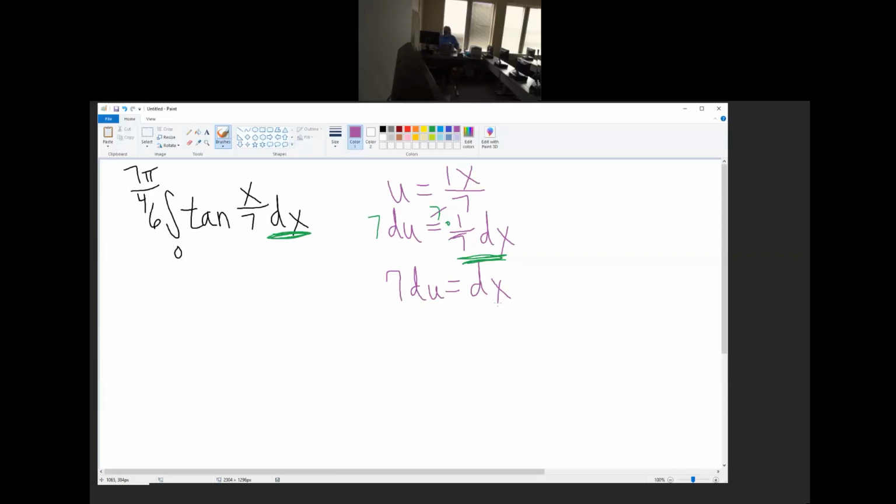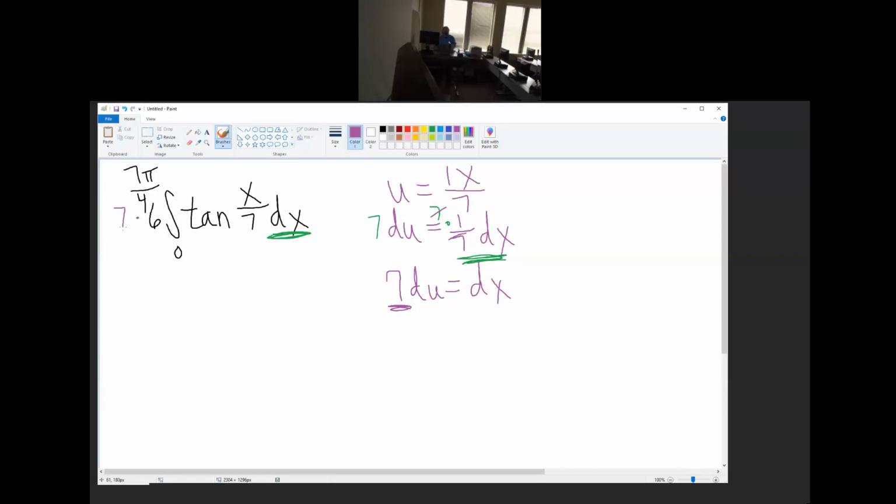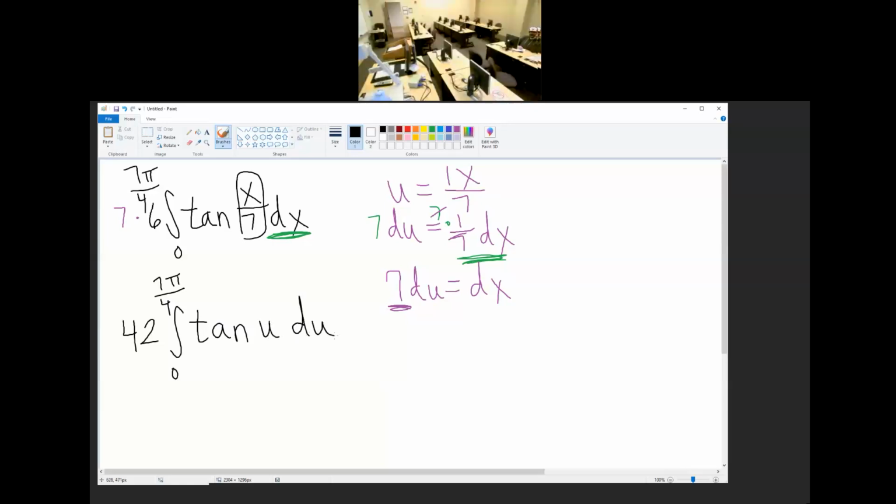Now we're ready to plug in our u and also our dx. Now that 7 goes outside with the 6, and when we multiply those together, we get 42. Tangent, and in place of x over 7, plug in u. And we're ready to integrate.